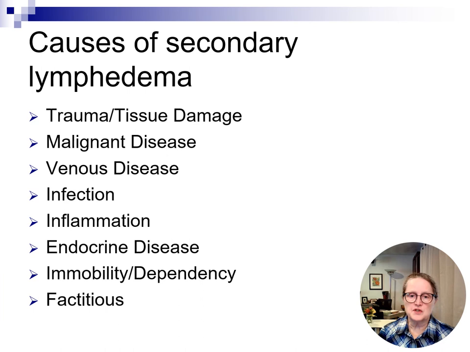Infection, due to cellulitis, erysipelas, lymphadenitis, tuberculosis, or filariasis. Inflammation, due to chronic autoimmune disorders, for example, rheumatoid arthritis, dermatitis, psoriasis, sarcoidosis, or dermatomyositis. Endocrine disease, such as pretibial myxedema. Immobility dependency, due to dependency or paralysis. This is the swelling that occurs due to failure of the muscle pump in the legs. And finally, factitious or self-harm. This is a less frequent cause in the United States than in other countries with more extensive health insurance and safety net coverage.